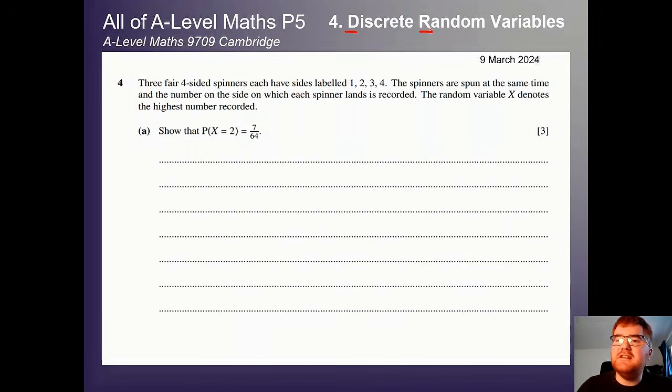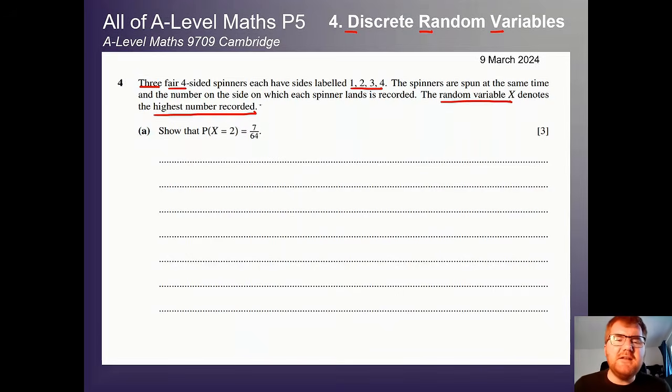I'll often shorten this down to DRVs, an important topic that can provide quite a few marks with a good understanding. So we have 3 fair 4-sided spinners, each have sides labelled 1, 2, 3 and 4. The spinners are spun at the same time and we record the number on which each spinner lands, and we're interested with the random variable here X on the highest number being recorded from the 3 spinners. And we need to show that the highest number being 2 here has a probability of 7 out of 64.